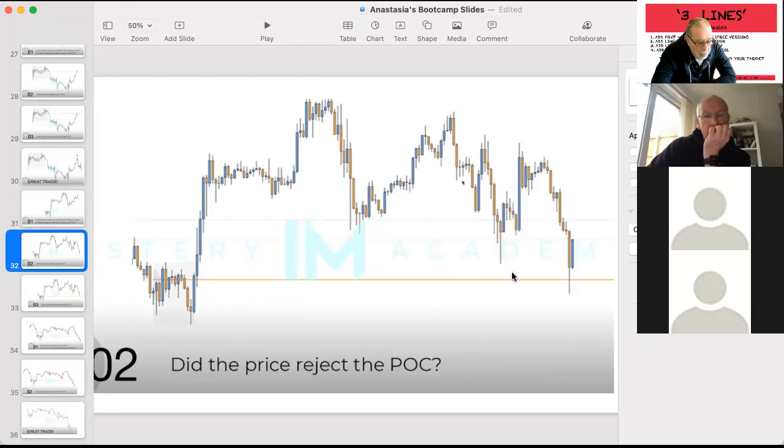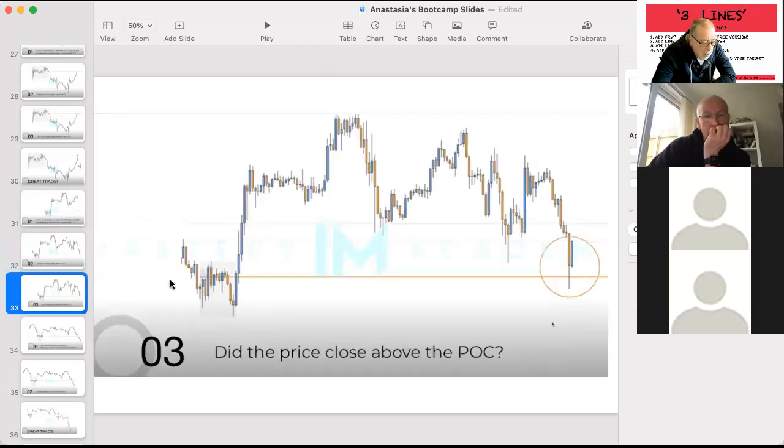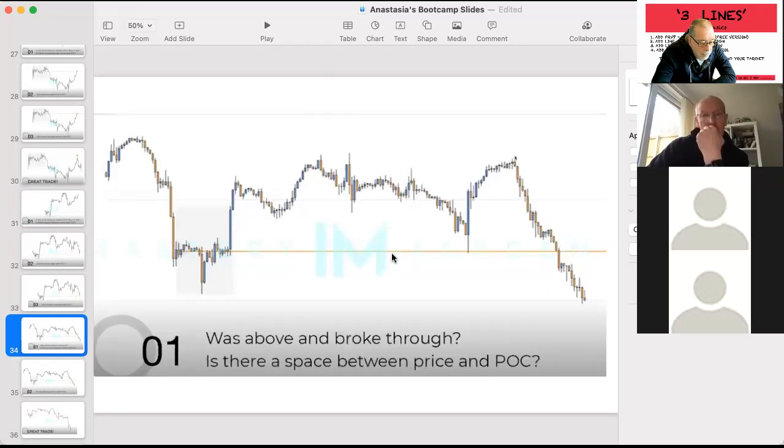But here, did the price reject the POC? Yes, it came to the POC. It went through it briefly and then it rejected off it. It's starting to go north. Did price close above the POC? This candle did close, well, that candle closed above it. So did that one, assuming that candle has now finished. Was it above and broke through? Yes, it broke through, so we can go for a sell. Is there space? Yes, there's space, so we can go for a sell.